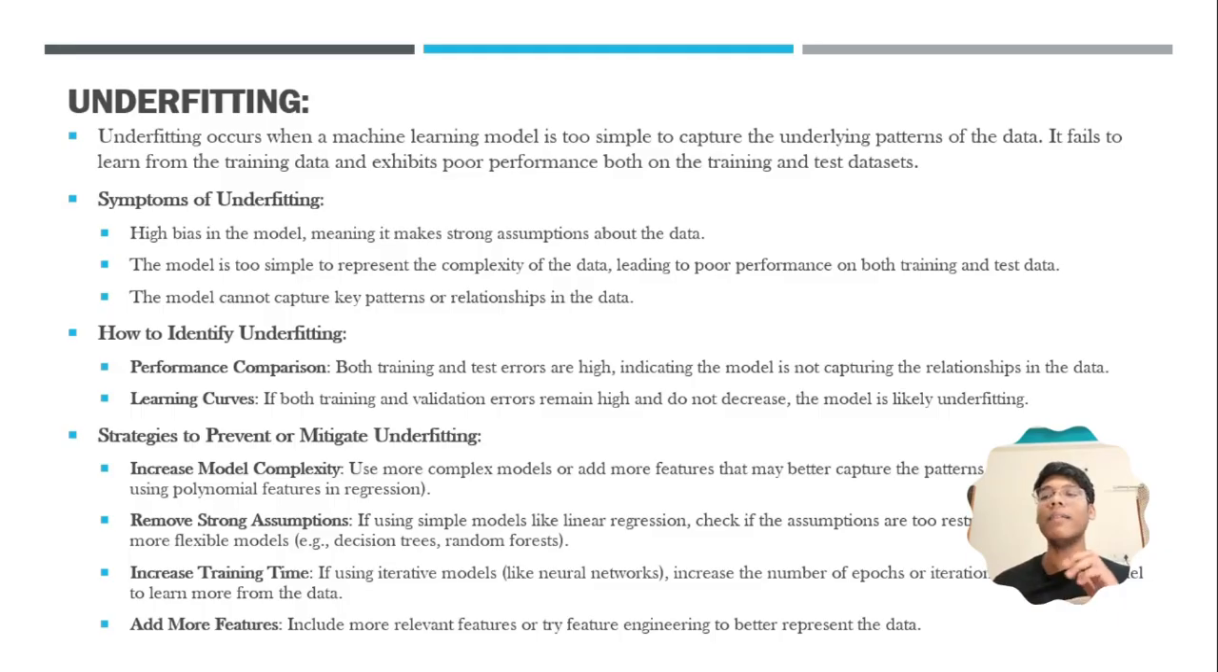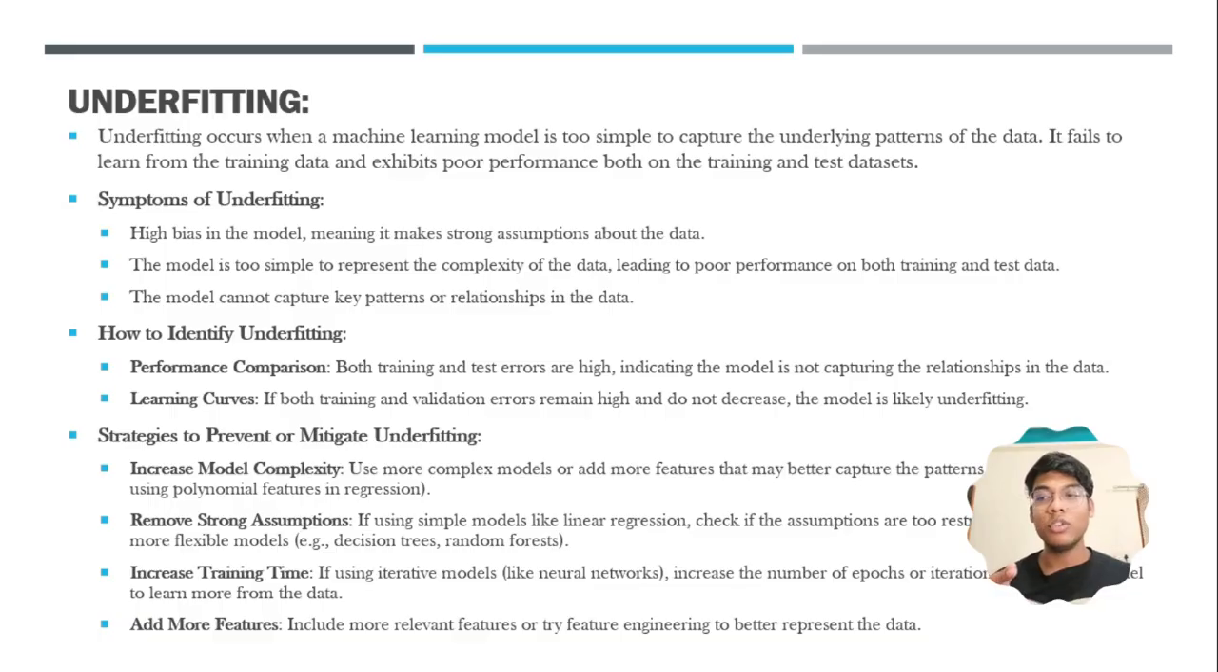And now, how can we identify underfitting? By performing comparisons. Both training and test errors are high. That indicates the model is not capturing the relationship in the data. Learning curve says that if both training and validation errors remain high and do not decrease, the model is likely underfitting.